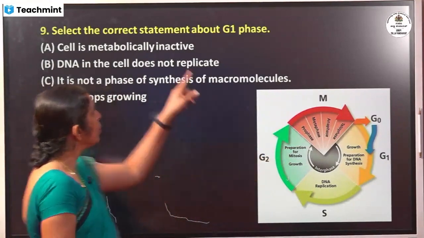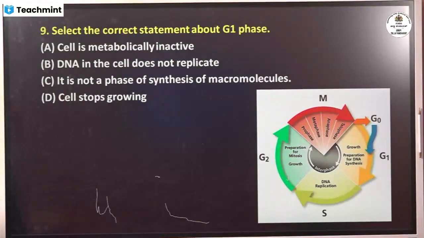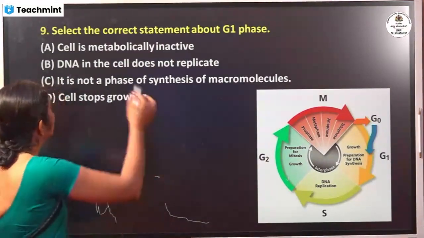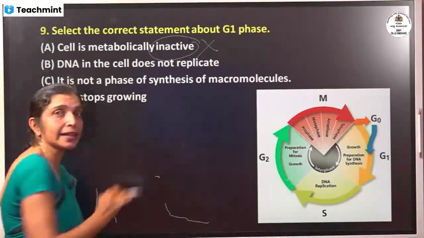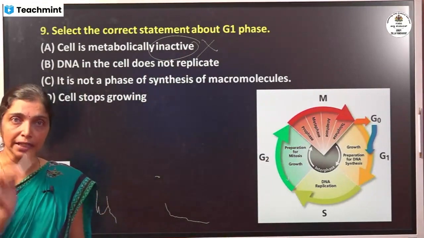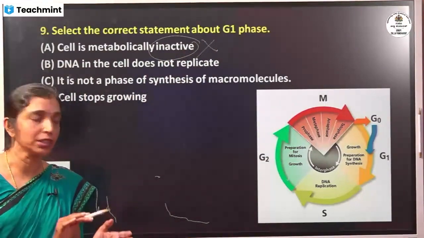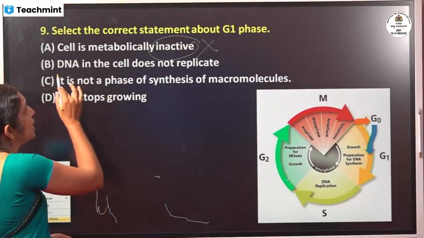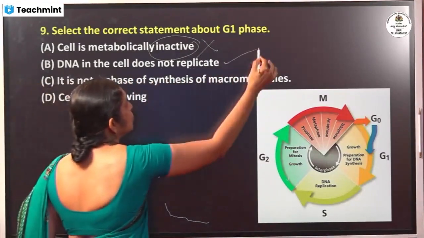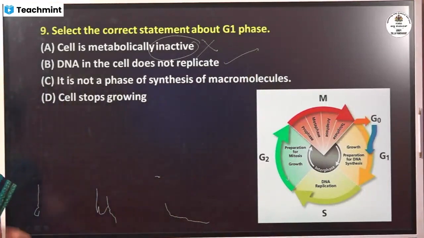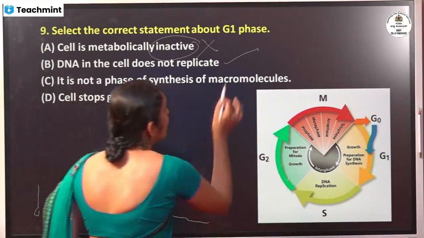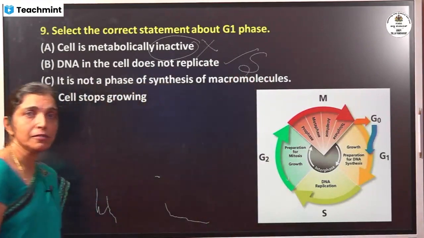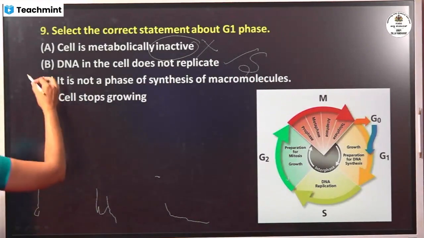So here, which is the correct statement about G1 phase? We want to find out the right statement. The first sentence is cell is metabolically inactive. No, it is active. G1 is an active stage, so it is not metabolically inactive. DNA in the cell does not replicate. True. DNA does not replicate because DNA replication takes place during the S phase and not during the G1 phase. So this is the right answer.